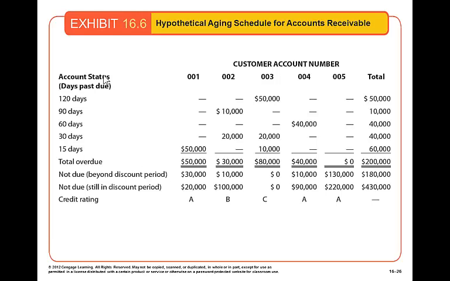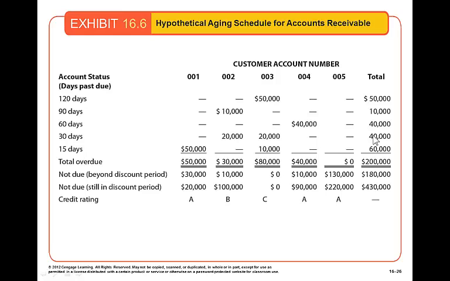So when I run an aging schedule, I'm going to line up all of my customers by account numbers across the top, and then I'm going to look at how large is their bill and how long has it been outstanding. So I look at customer 1 right here. He's got a $50,000 bill that's been outstanding for 15 days. He's not overdue. And so forth. I can go right down the line here, customer 2, 3, 4, and 5. And so I can see over in the right-hand column, this is my total accounts receivable numbers aged. So within 15 days, I have $60,000 due.